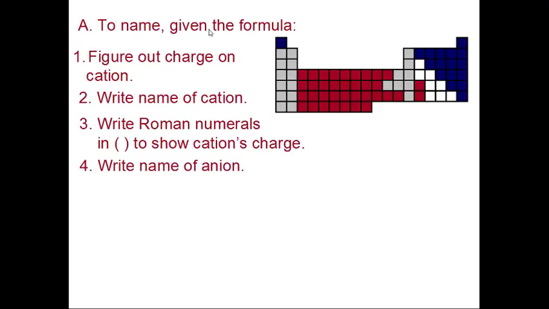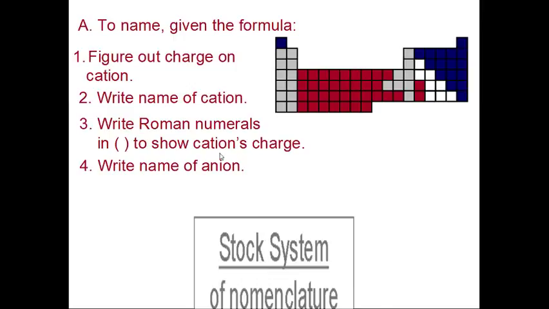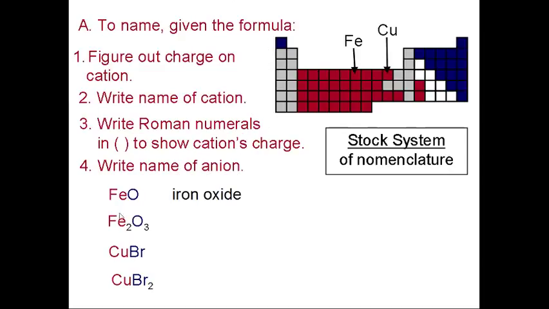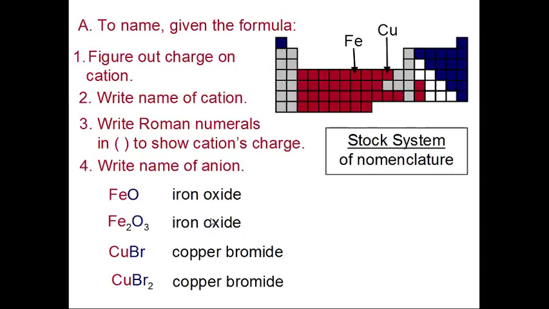So to figure out the name given the formula, you're going to figure out the charge on the cation, write the name of the cation, write in Roman numerals to show that cation's charge. This is called the stock system of nomenclature. So for FeO, you're going to have iron. We don't know its charge, but we do know the charge on oxygen. We know we're going to have iron, we know we're going to have oxide, but you can't have these two guys here with the same exact name. So you're going to need a number in the middle that tells you the different charge on iron.